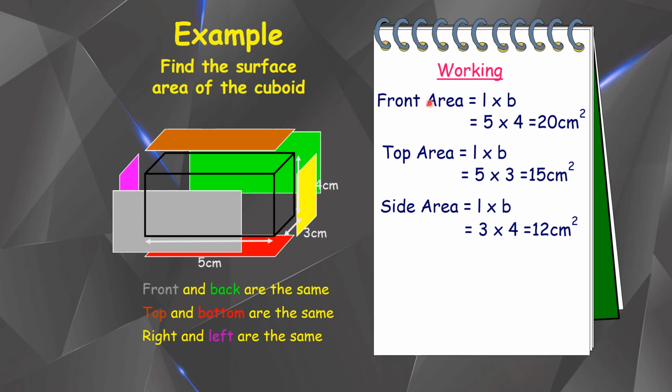So we have front area, top area, and side area, right? So we have to find the total area like that. How many front areas are there? Look at this. Front and back are the same, right? So 20 plus 20. And we have top and bottom also the same, right? So 15 plus 15. And we have side areas, they are also the same, so 12 plus 12. So we will add up all these areas, and you'll get the total surface area of the cuboid. It will be 94 centimeters square.